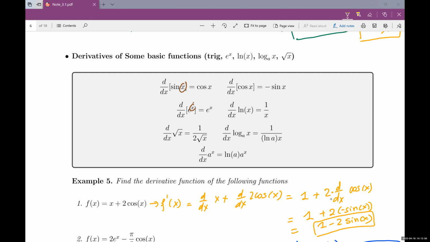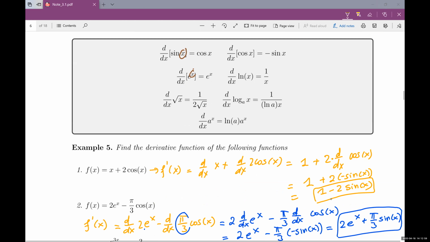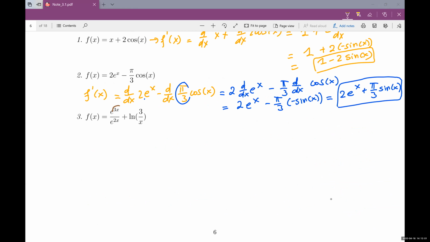But when the input is not x anymore, it's 3x, then you cannot use the basic function rule. For example, d over dx of e to the 3x is not e to the 3x. We know that the derivative of e to the x is e to the x, but this is not true for e to the 3x.